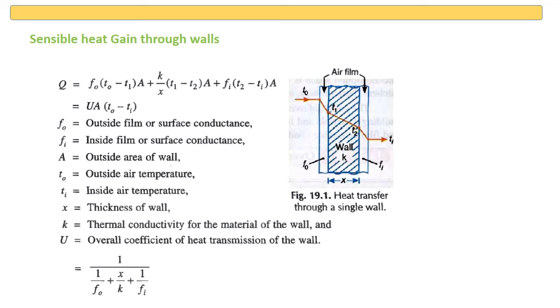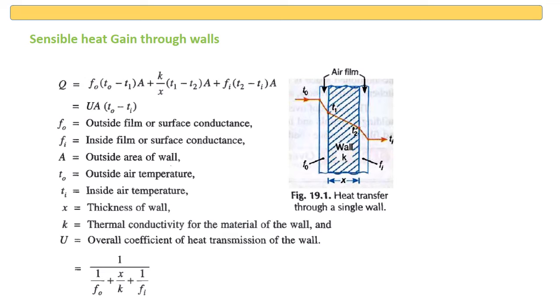So f0 into (T0 minus T1) into A, equals K by X into (T1 minus T2) into A, equals fi into (T2 minus Ti) into A. This expression can be converted into an expression like U A (T0 minus Ti), that is, the overall outside temperature minus the inner side temperature.